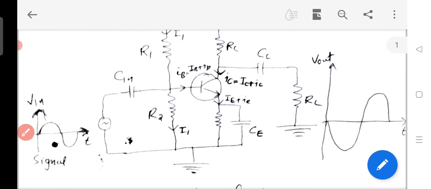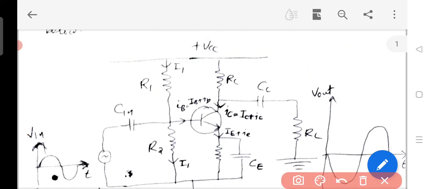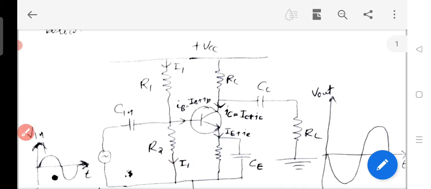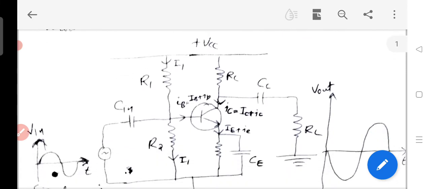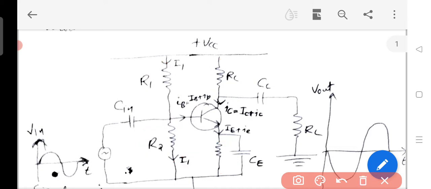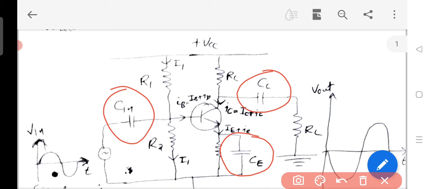So here is the amplifier. The amplifier has biasing. Biasing is provided by R1 and R2, and we have the resistances RC and RE. RE is the emitter resistance. RC is the collector resistance. So here various circuit elements are there: R1, R2, RC, RE resistances. Then we have the capacitances: Cin, the input capacitor, Cc, the coupling capacitor, and Ce, the emitter bypass capacitor.